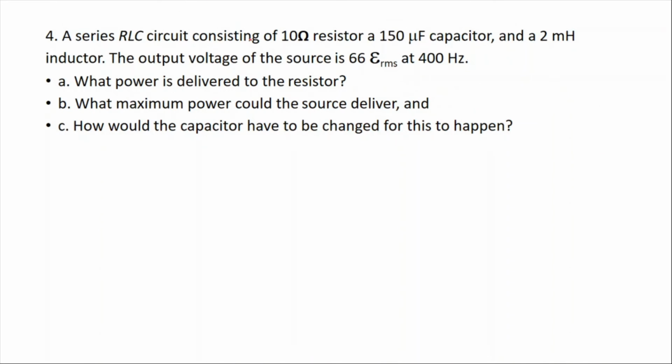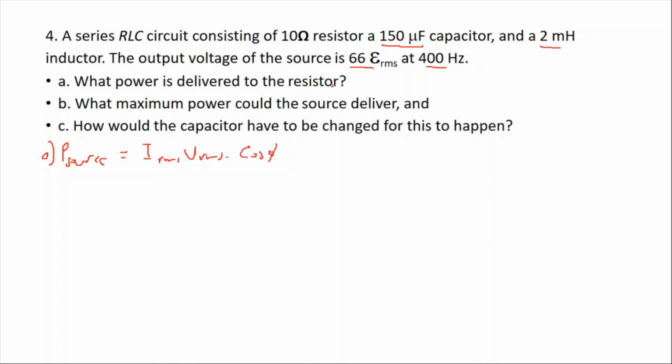A series RLC circuit consisting of a 10 ohm resistor, 50 microfarad capacitor, and 2 millihenry inductor. The output voltage of the source is 66 volts RMS. This is the RMS value of the voltage at 400 Hertz. What power is delivered to the resistor? The power delivered by the source, P source, you can see in our previous slides. P source is equal to I RMS times V RMS times cosine phi.